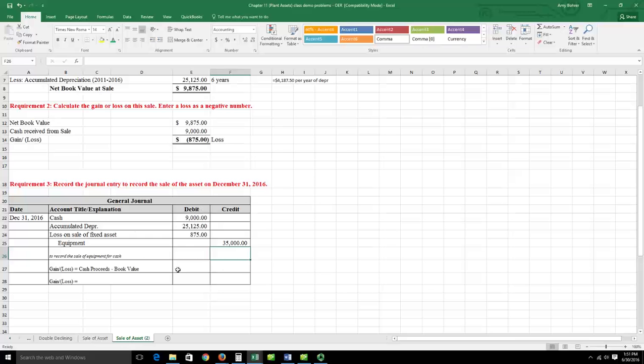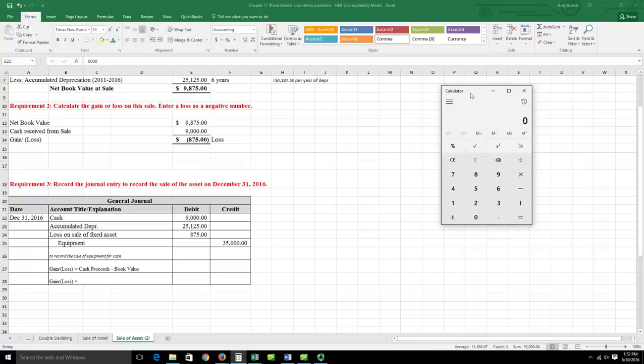And so again, anytime you're making a journal entry like this where you have multiple debits or multiple credits, make sure your journal entry is in balance. And what I mean by that is make sure you have an equal amount of debits and an equal amount of credits. Dollar amount there. Obviously, I've got 3 debits and 1 credit, so that's not equal, but I'm talking about dollar amount. So when I add up 9,000 plus 25,125 plus 875, it should equal $35,000.